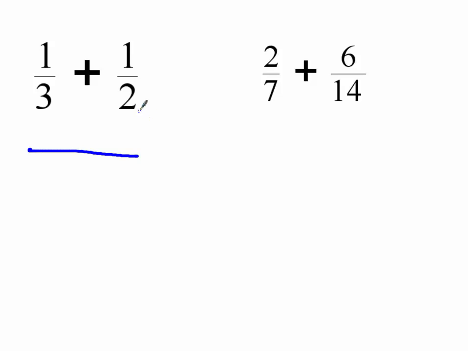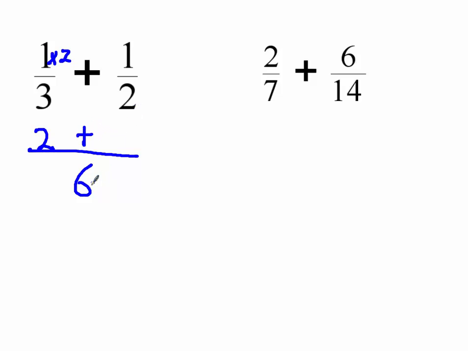The LCM of 3 and 2 is 6. Good. Then let's see how many times 3 goes into 6. That is 2 times. Now with that 2, go and multiply this 1 by the 2. 2 times 1 is going to give us 2.